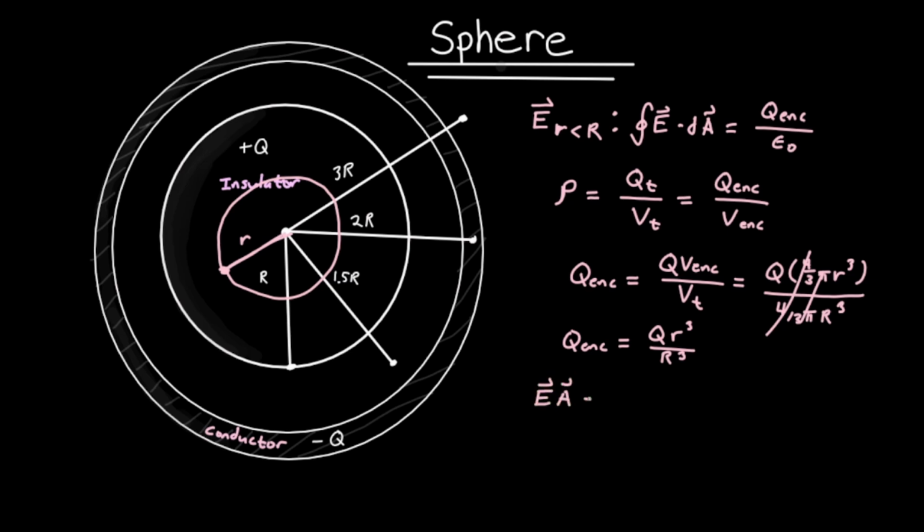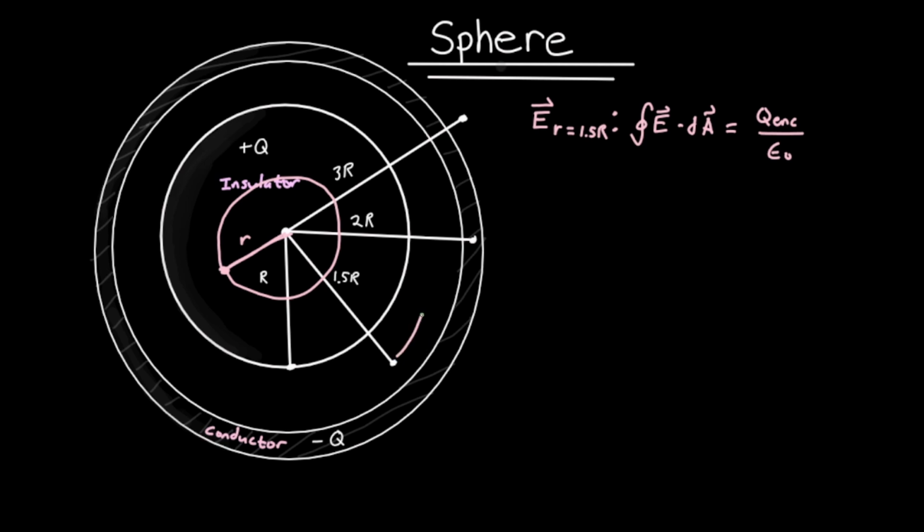So now, using Gauss's law, we have E times A, since it's spherically symmetric, our Gaussian surface, equals Q times small r cubed over big R cubed times epsilon naught. The area of our Gaussian surface is 4 pi little r squared, equals Q r cubed over big R cubed epsilon naught. Solving for the electric field, we get Q times r over 4 pi big R cubed epsilon naught.